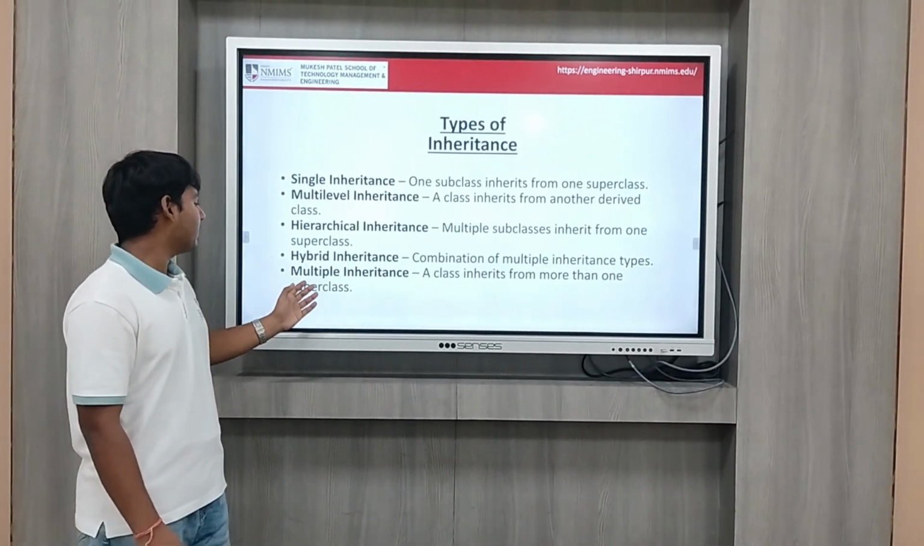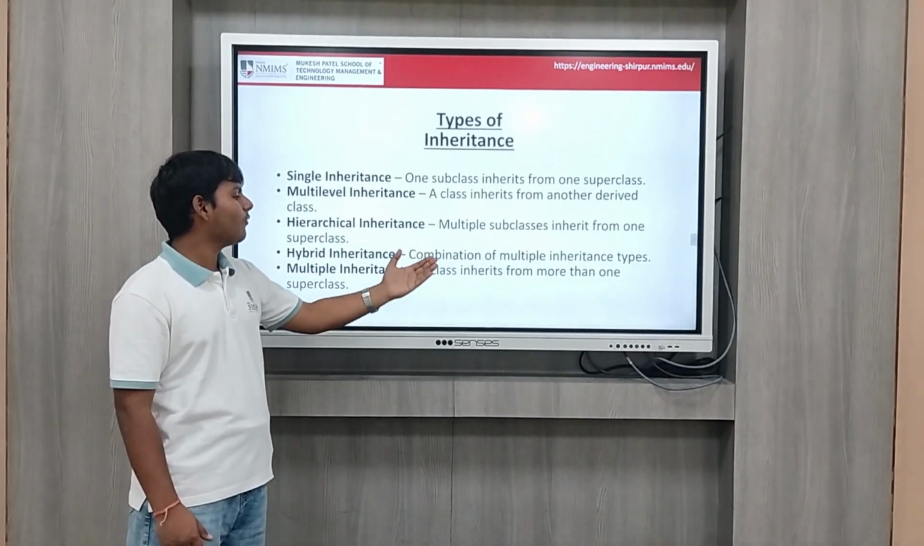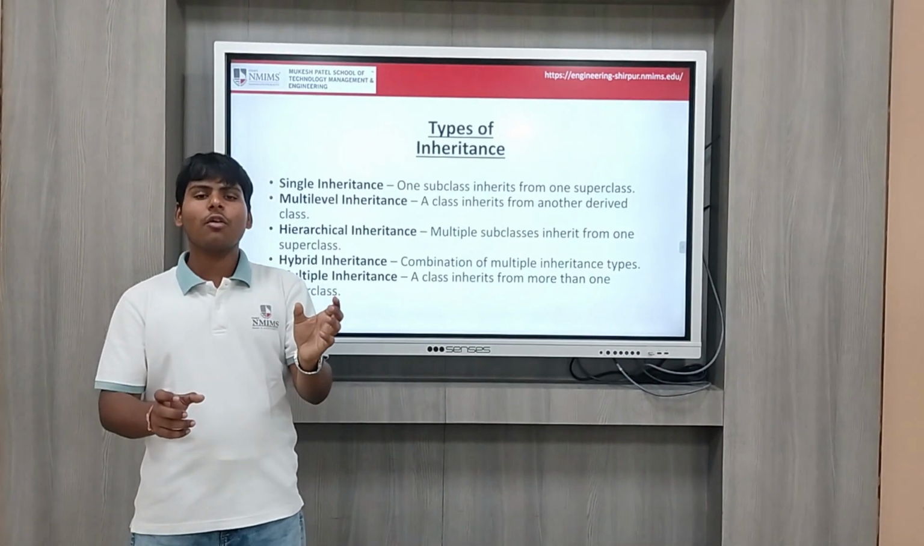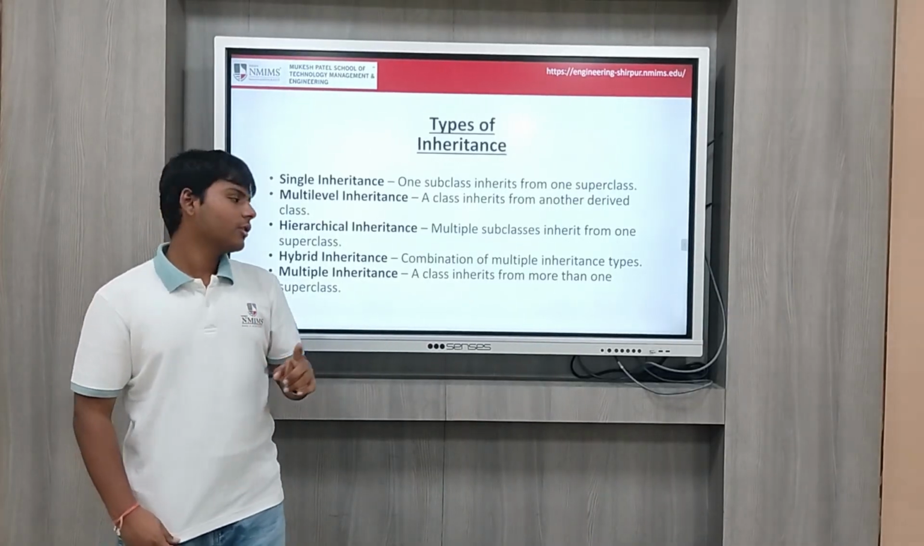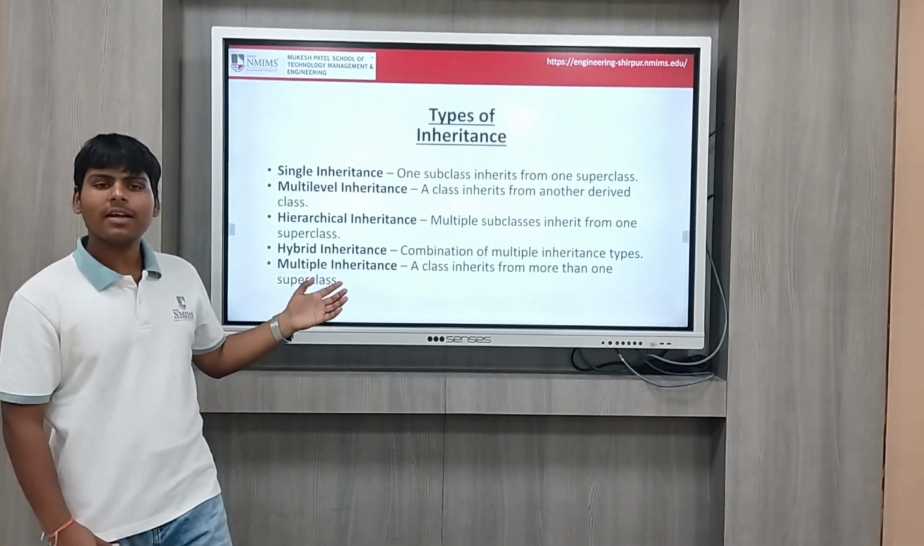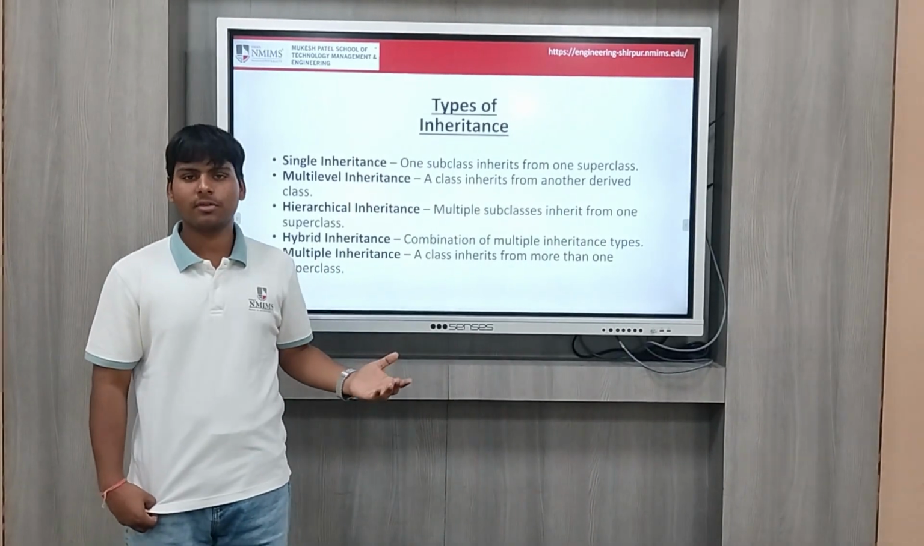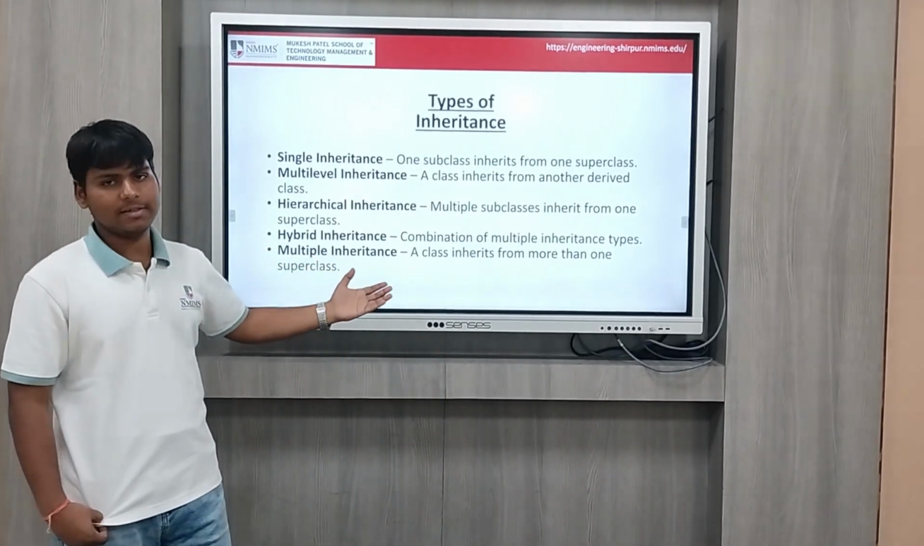After that, multiple inheritance. A class inherits from more than one superclass. So it is like two parents making one child. In Java it is not possible. We have to use interfaces to make multiple inheritance possible.